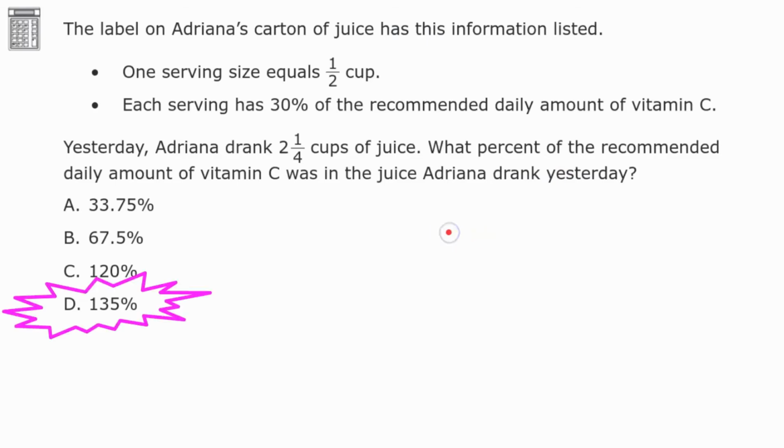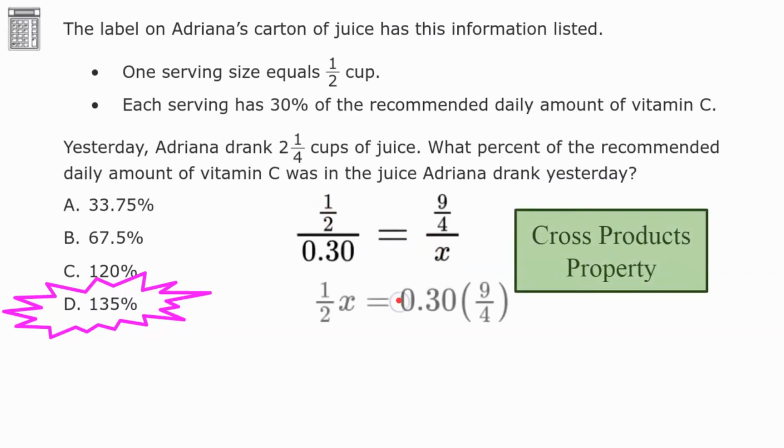Welcome back. The answer is D, and here's how I got that. We know that 1/2 of a cup is 30%, which we're going to write as a decimal, 0.30, and that is equal to 9/4. She drank 2 1/4 cups, which is 9/4. 4 times 2 is 8, plus 1 is 9. So if 1/2 has 30%, 9/4 has how much? We have a proportional relationship. Cross product: half times x is equal to 0.30 times 9/4.